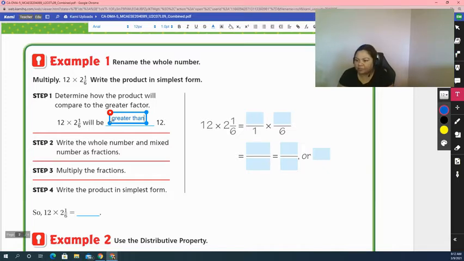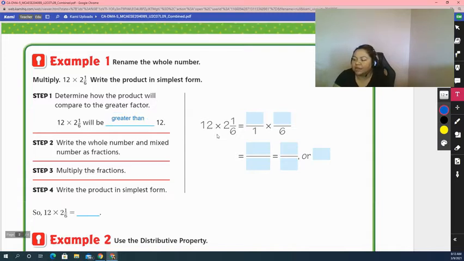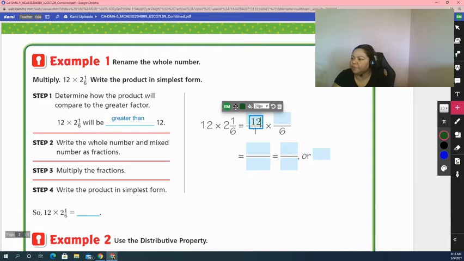So now let's go ahead and multiply. We're going to write the whole number and mixed number as fractions. So 12, like I just said, when you write it as a fraction, will be 12 over 1. They already wrote the 1 there for us. Now let's go ahead and just write 12. That would be the numerator. And now we need to write 2 1/6 as a fraction.